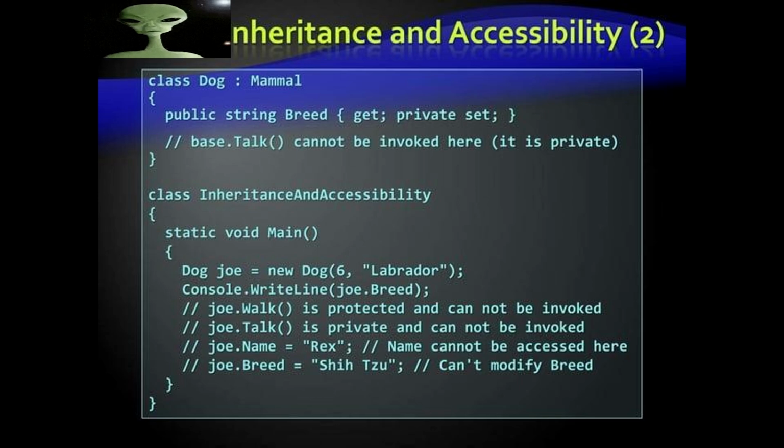You cannot call Joe.walk because it is protected and cannot be invoked. You cannot call Joe.talk because that is private and cannot be invoked. You cannot set Joe.name and you cannot set Joe.breed. This is an example of all of the fields and methods being restricted in one way or another.